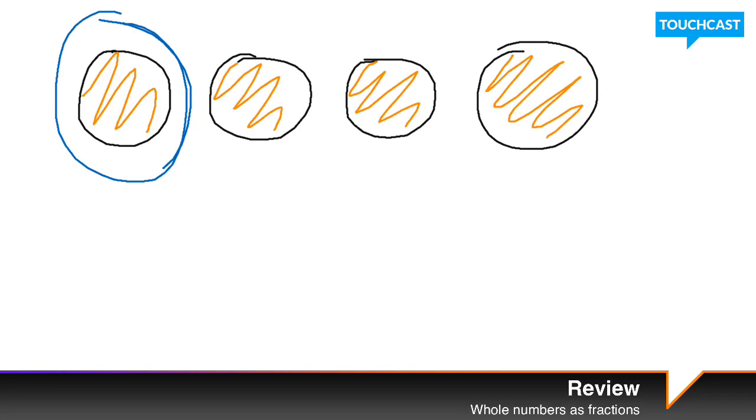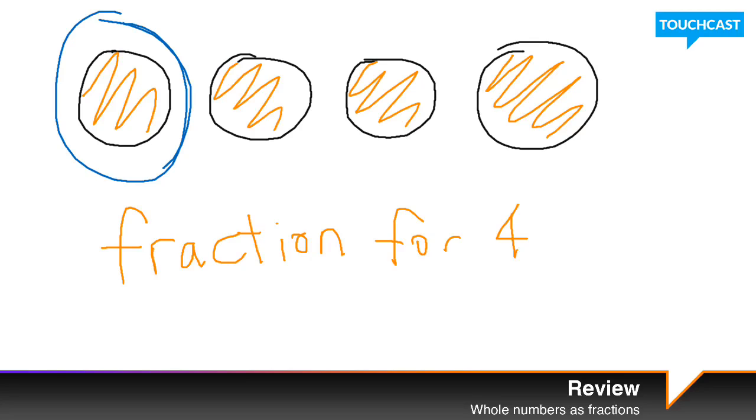Please type in a fraction that would represent these 4 pies. What fraction would represent 4 whole pies? Fraction for 4 whole pies. Please type that in. Pause the video if you need to. So let's go over it. Let's see if you were right.